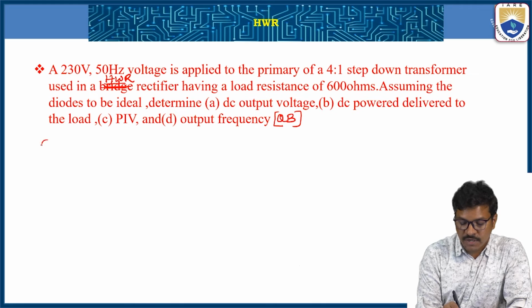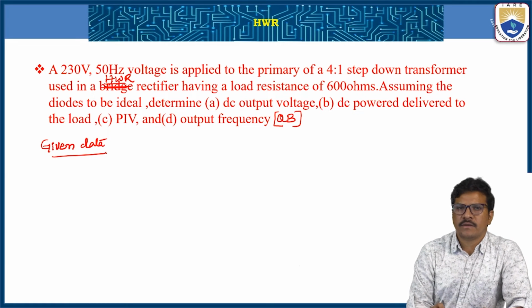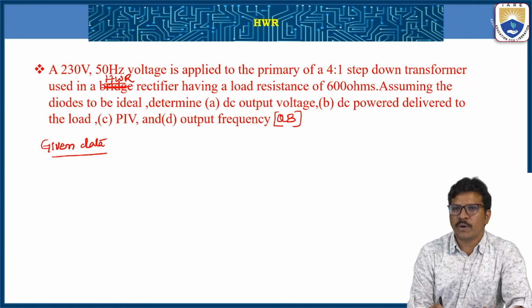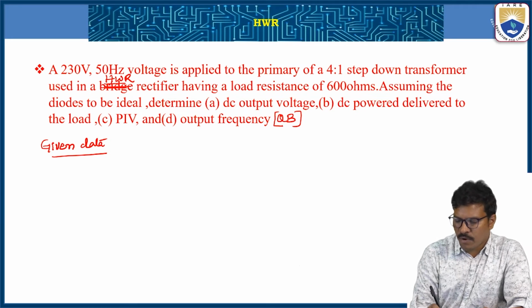So, what is the given data first? Once we note down the given data, it is very easy to find out the solution. So, the given data: a 230 volts, 50 Hz supply is applied to the primary of a 4:1 step down transformer used in a half-wave rectifier having a load resistance of 600 ohm. Assume the diodes to be ideal. Determine the DC output voltage, DC power delivered to the load, peak inverse voltage, and output frequency. So that is the given problem.